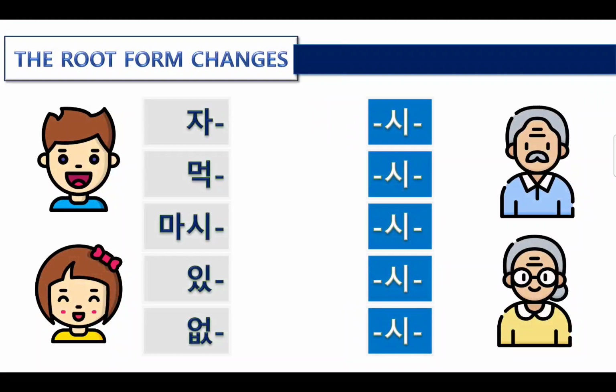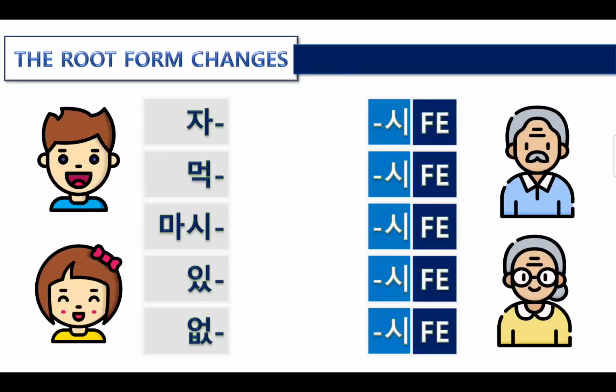Okay. And so when you show respect, we just put 시 behind the root verb, right? But there is some exception. For some verbs, when you put 시, the root verb changes. So there are 5 exceptions like this: 자다, 먹다, 마시다, 있다, 없다. Anyway, behind the 시, what do we need? Final ending. So 어요 or ㅂ니다, 십니다 or 세요, right?